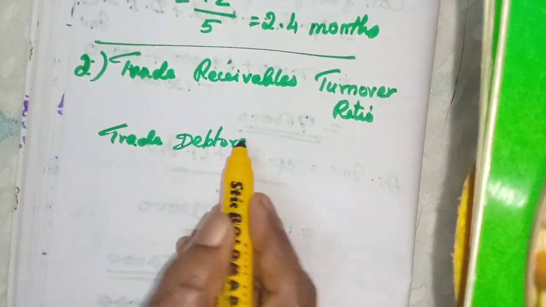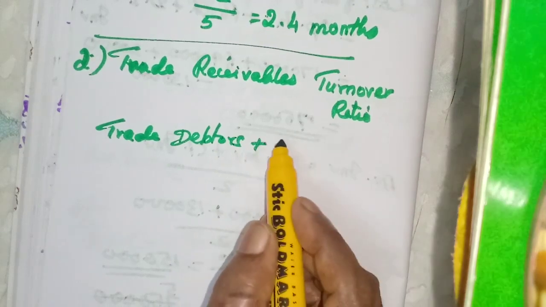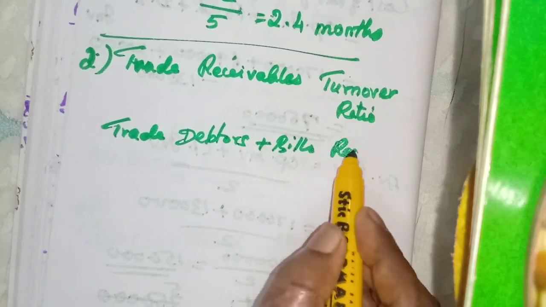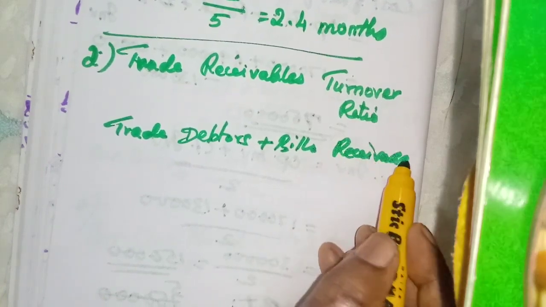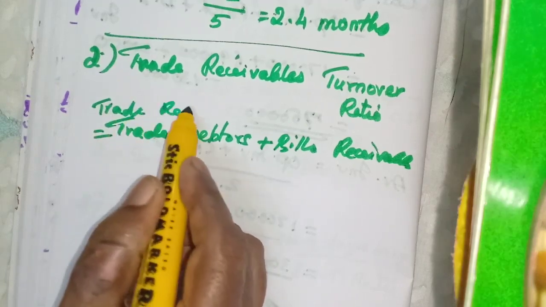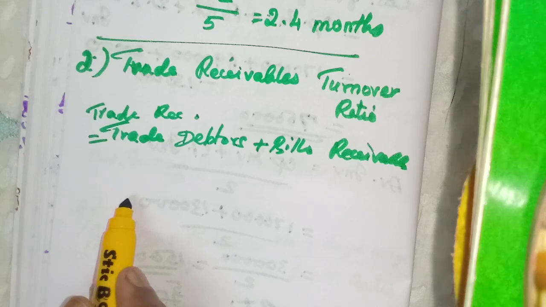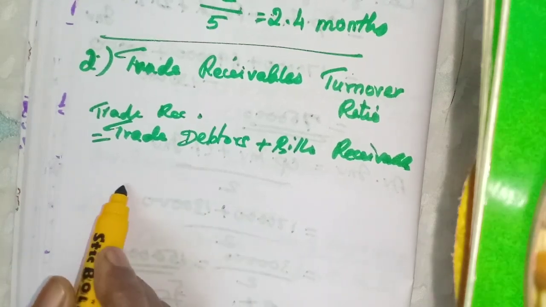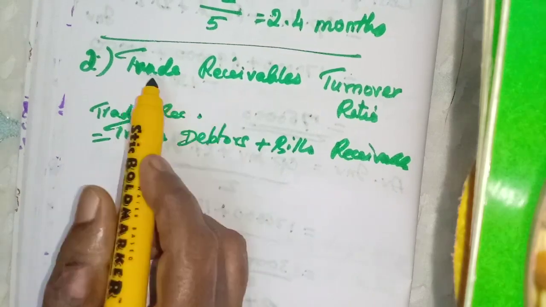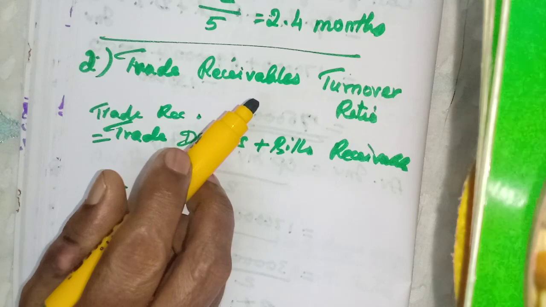They have given a new word, that's all. Trade debtors and bills receivable, these two together are trade receivables. Trade debtors plus bills receivable, these two. Then what is the purpose of preparing this ratio, the trade receivables turnover ratio?